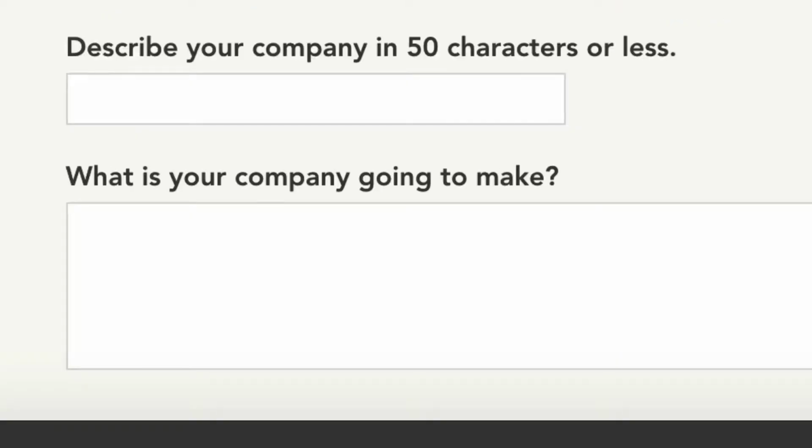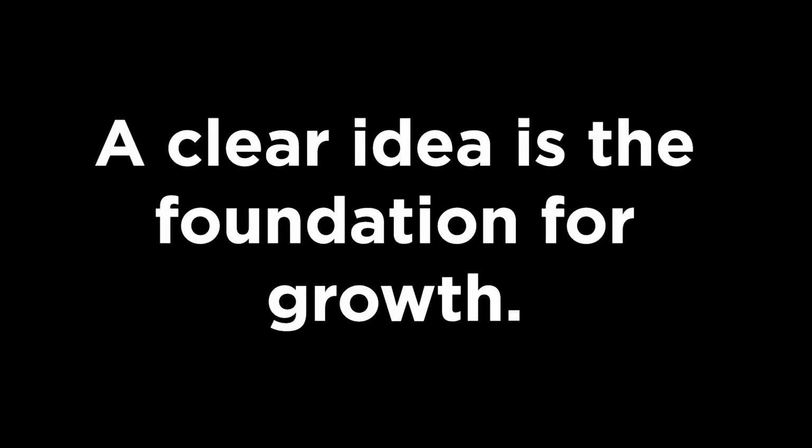These are the only two things we're going to focus on today. What do I put in the "what's my company going to make?" How do I describe my company in a very efficient manner? The first way to do this is to be clear. The reason we focus on this is because a clear idea is the foundation for growth.